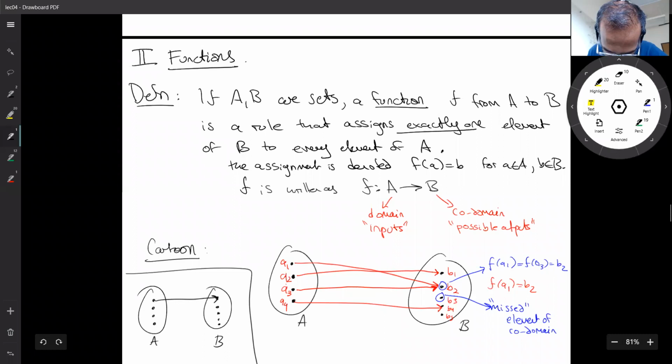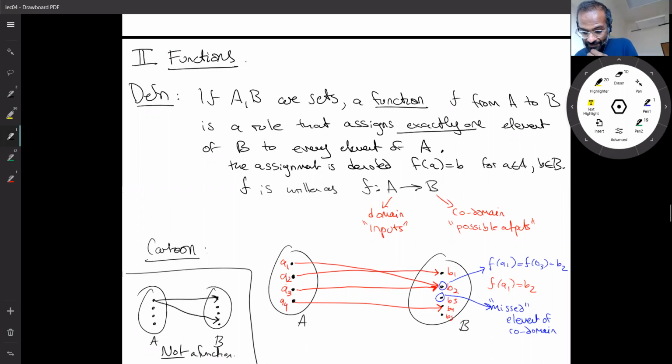And now for A1, there are two arrows. This is not a function, because f of A1 is not defined in this case. So that's the definition of a function. It's a pretty straightforward thing. It's just a rule that takes an input and spits out an output.